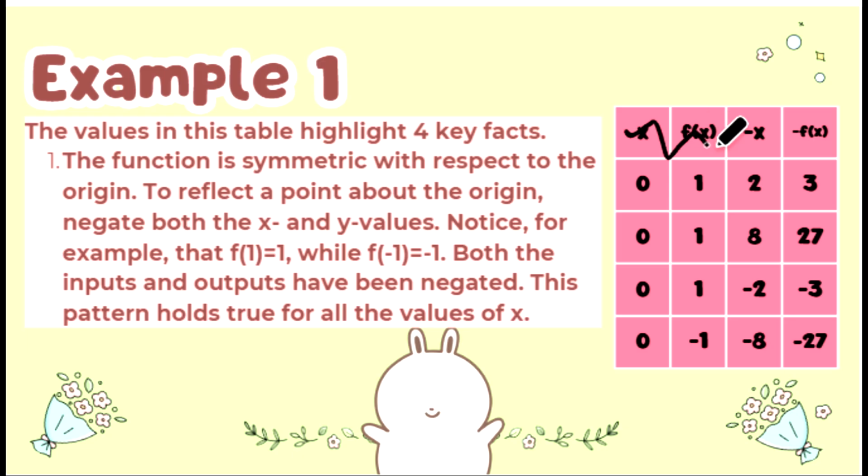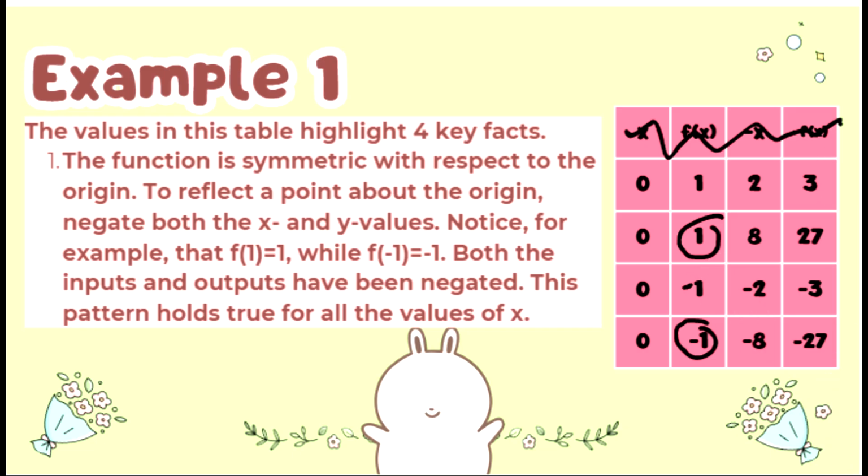Okay, remember this isn't up here, it's down this side. Notice, for example, that f of 1, okay, so this one right here, equals negative 1, okay? F of negative 1 is negative 1. F of 1 is 1. F of negative 1 is negative 1. Both the inputs and outputs have been negated. This pattern holds true for all the values of x. Okay, so we just flipped the sign for all of this stuff. This one should be a negative.